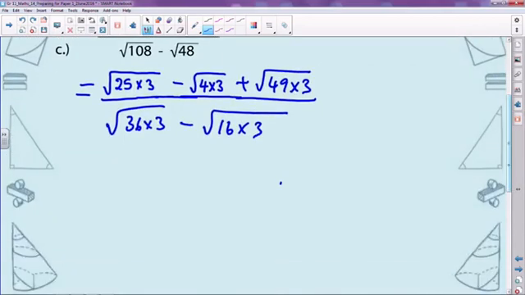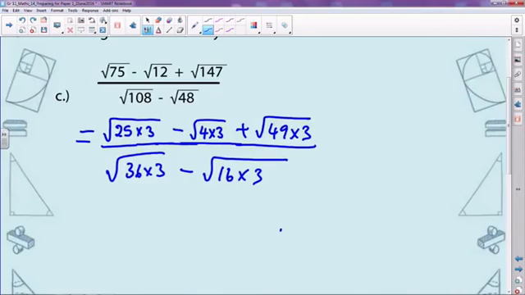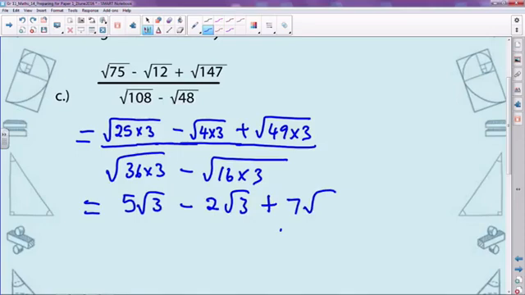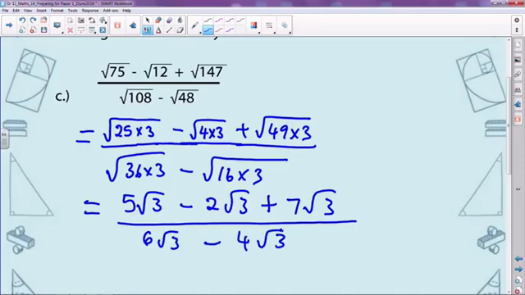Now, guys, when your calculator gets to this stage, you say 75, square root 75. It's going to give you straight to this step that I'm going to be doing now. The square root of 25 is 5. Then you've got 5 root 3, minus square root of 4 is 2 root 3, plus square root of 49 is 7 root 3, all divided by root of 36 is 6 root 3, minus of 16, that's 4 root 3.